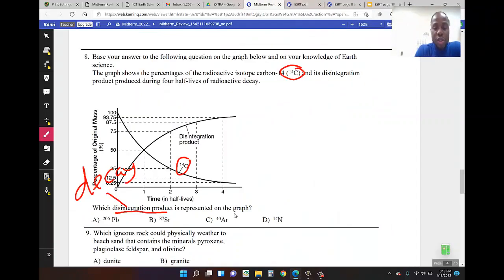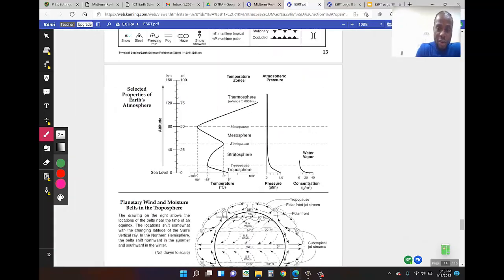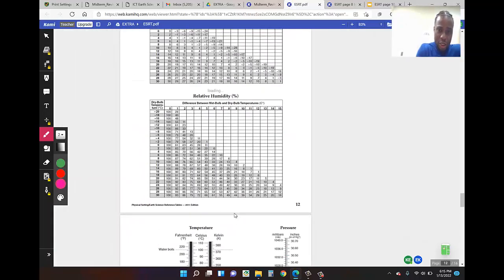So using this question, this should be ESRT page number 1. That's the table that talks about the half-life of different radioactive elements. So let's go there, shall we?